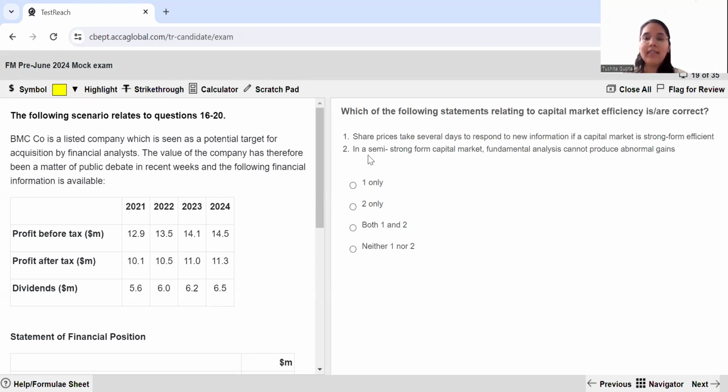Moving to the second one, it tells you in a semi-strong form capital market, fundamental analysis cannot produce abnormal gains. According to the theory that we have studied, in a semi-strong form efficient market, fundamental analysis will not be able to give you abnormal gains. Only having insider information can give you abnormal gains. So over here, statement 2 is absolutely correct.